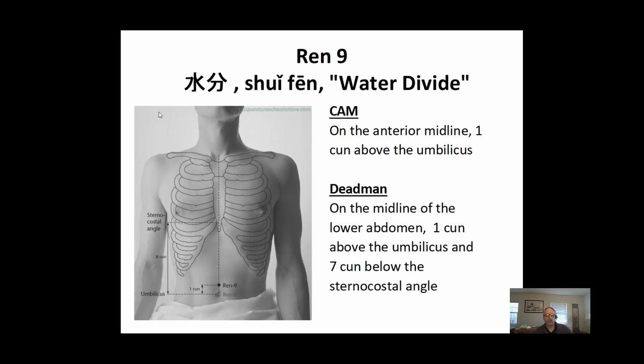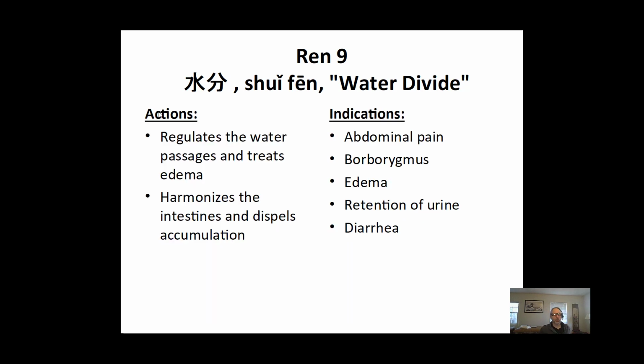Ren 9. Okay, so now we come up to the sternocostal angle, right up here. From the sternocostal angle to the belly button is 8 cun. So this is 1 cun up from Ren 8. We're following a pattern up the center of the body. Regulates the water passages, treats edema, harmonizes the intestines, and dispels accumulation. The name actually translates to water divide. It's all about water.